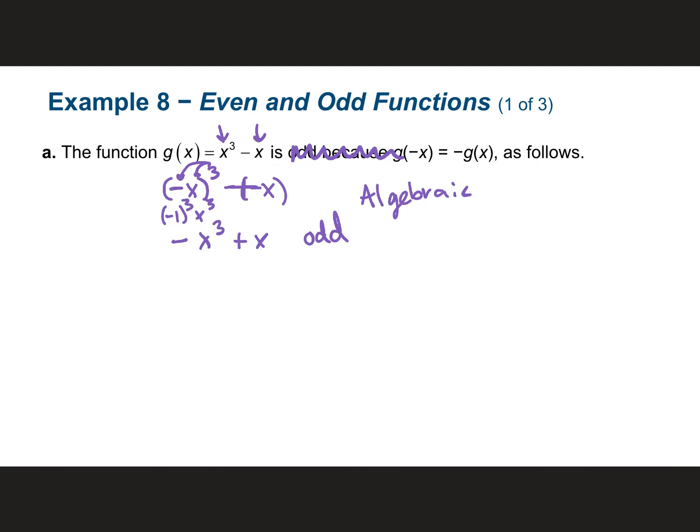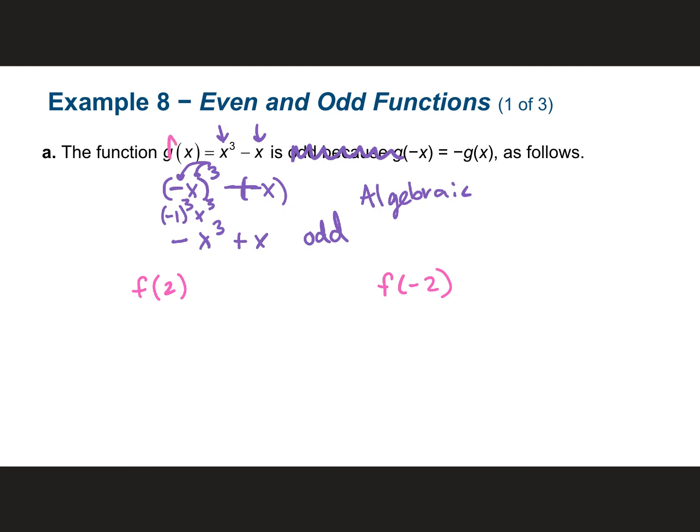Another way we can solve this, which is kind of like a shortcut way, is to plug in two numbers. So you want to plug in the same number, but it's opposite. And it has to be greater than 1. You can't plug in 1 and negative 1. So the next best thing would be 2 and negative 2.